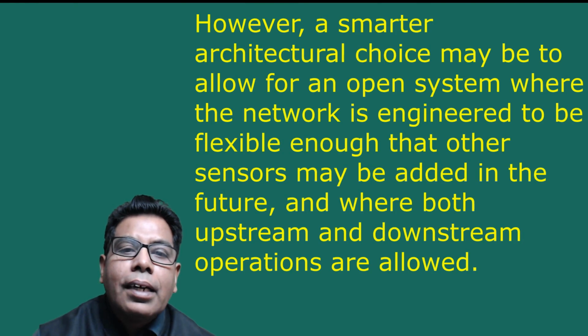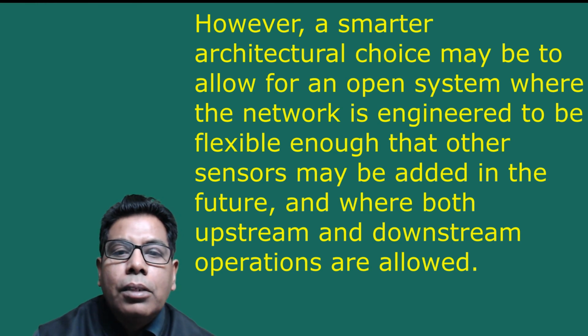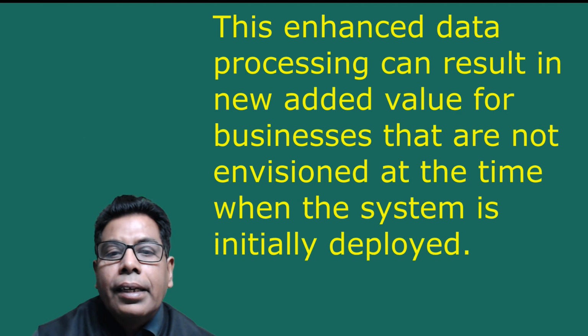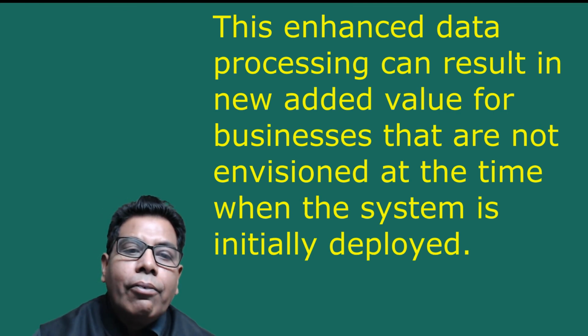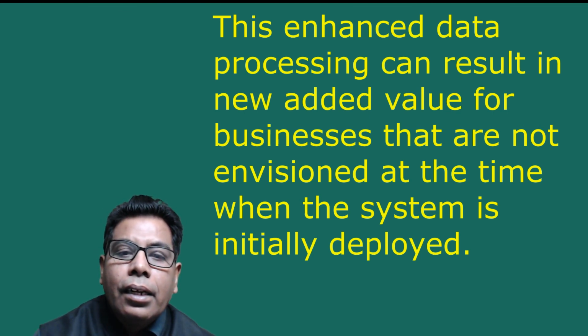However, a smarter architectural choice may be to allow for an open system where the network is engineered to be flexible enough that other sensors may be added in the future and where both upstream and downstream operations are allowed. This flexibility allows for additional processing of the existing sensors and also deeper and more efficient interaction with the connected objects. This enhanced data processing can result in a new added value for business that is not envisaged at the time when the system is initially deployed.